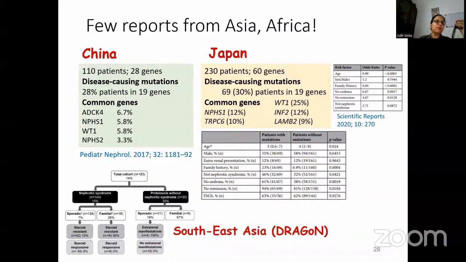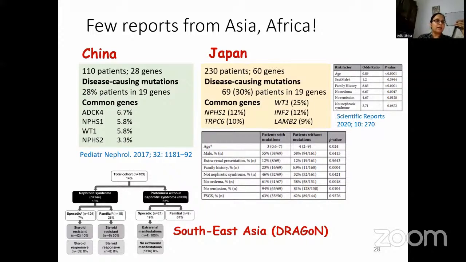There are very few reports, however, from Asia and Africa for us to conclude whether the rates of monogenic disease are similar within our populations as they are in Caucasian populations. In one report from Southeast Asia, the Dragon Registry, only 14% of cases were monogenic in etiology, whereas in Japan they found 30%. Looking at the genes more closely, in Japan they found WT1 to be the most important cause. In China, ADCK4 was very important. And in the Dragon Registry, COL4A5 was very important.